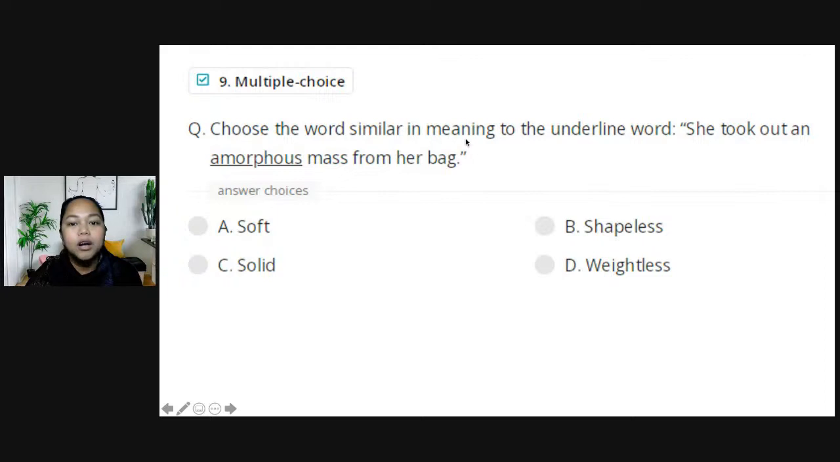Okay, choose the word similar in meaning to the underlined word. She took out an amorphous mass from her bag. Ano bang ibig sabihin ng amorphous? Is it letter A, soft, malambot? Letter B, shapeless. Okay, walang shape, no? Letter C, solid, solid siya. Or letter D, weightless, wala siyang weight, sobrang gaan. And of course, the correct choice here would be letter B. Amorphous would mean shapeless. Okay, morph. Remember, morph would mean form. So pag nilagyan mo siya ng prefix na letter A, no, amorphous, that would mean wala siyang shape. Wala siyang shape, wala siyang form. Okay, so letter B, shapeless, is the correct choice for number 9.